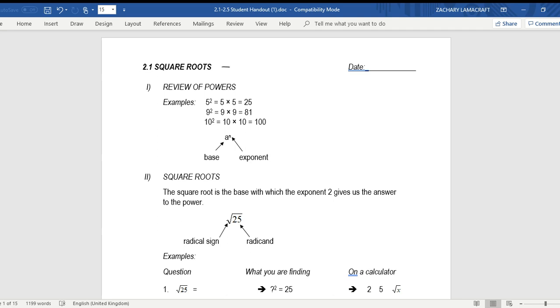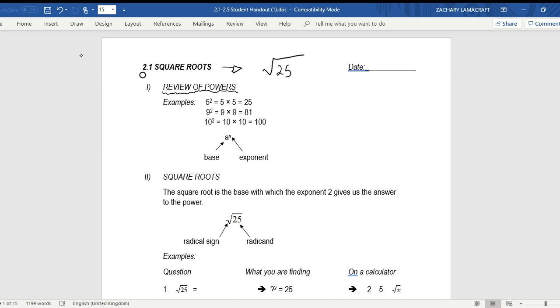Okay, so square roots, you might have seen the sign before. Kind of looks like that. It's on your calculator. Should be able to find it. If you were to write a square root of any number, so just say 25, that would be the square root of 25. So we're going to do a couple little reviews, and some of this should be pretty straightforward for you guys. So the review of powers, okay?